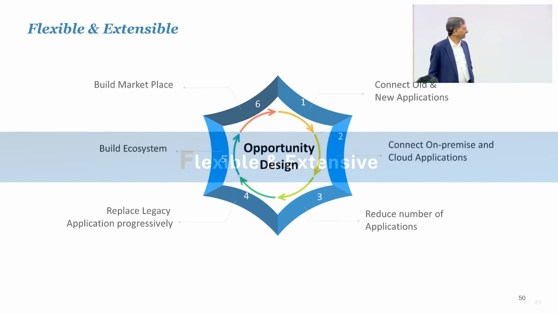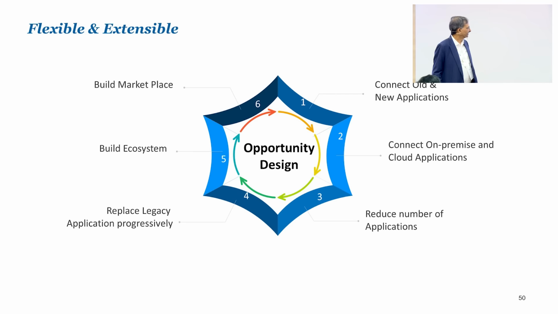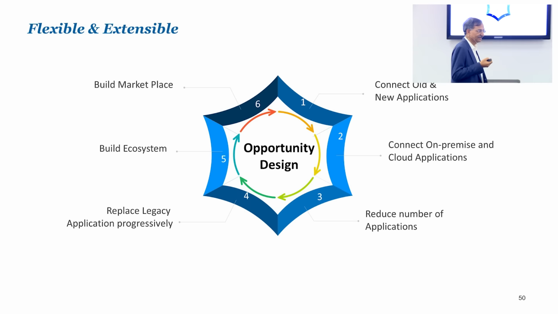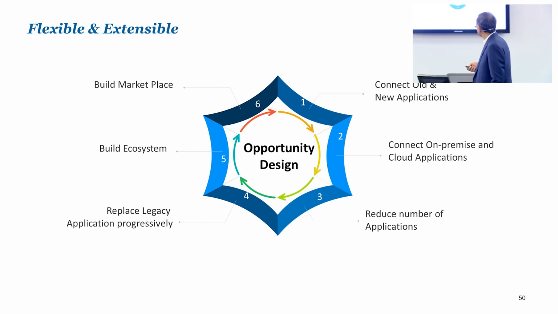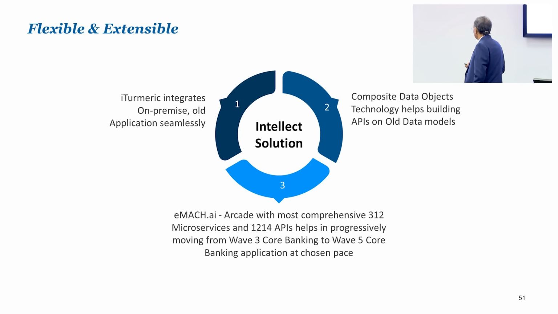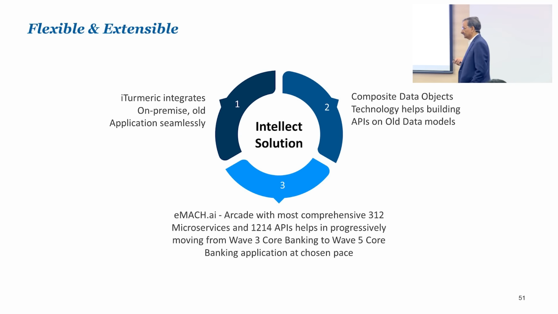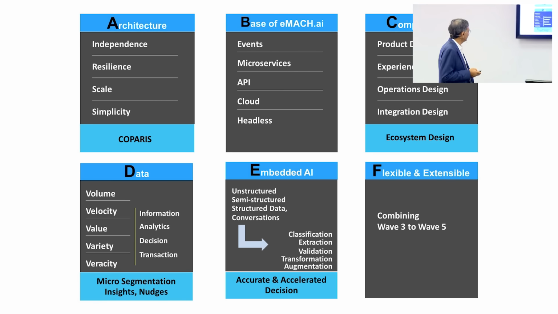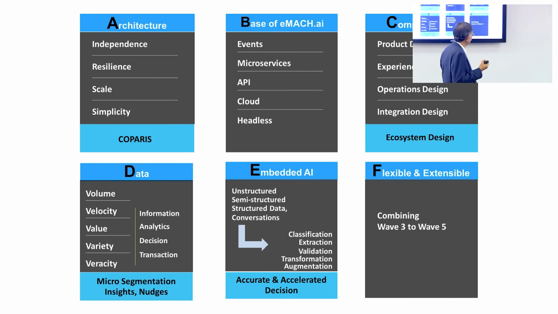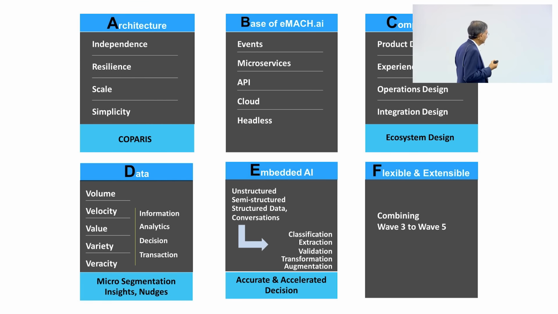Then you need flexibility and extensibility, which is about how you extend your existing systems. Existing system extensibility: can you create APIs on an existing system which can be consumed by the Intellect ecosystem? PyTurmeric plays a very critical role in this area. This is the ABCD six dimensions of eMACH.ai: architecture, base components, base microservices, composability, data, embedded AI, flexible and extensible.